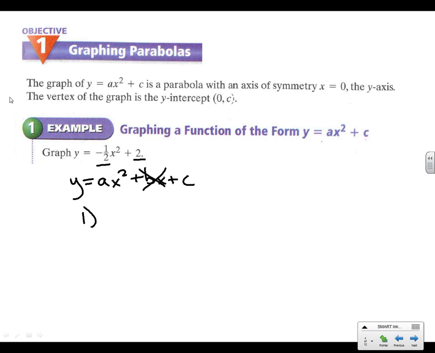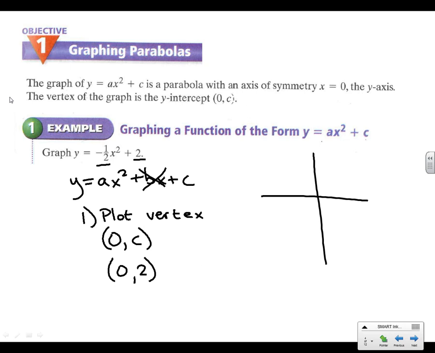1, plot the vertex. Okay? So to plot the vertex, we're going to plug in 0 for x and c for y. All right? That's going to be your vertex. So in this problem, our vertex is 0, comma 2. We're going to get our graph going over here. 0, comma 2. So we'll go up 2 and make a dot.